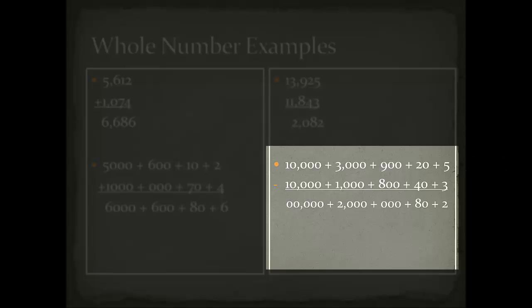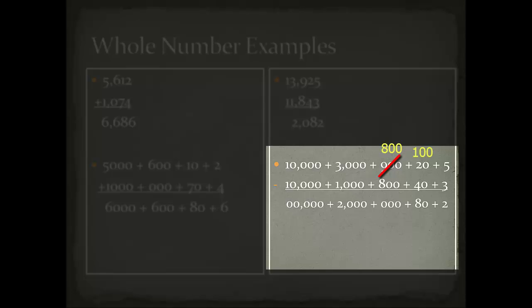And I would get 10,000 plus 1,000 plus 800 plus 40 plus 3 for the number 11,843. And if I subtract this, then I would get the same answer, but in expanded form. I would get zeros in for the 10,000's place because they cancel each other out. 2,000 for 3,000 minus 1,000. And then you'll notice that I actually have 0 in for the 900 minus the 800 because I have to borrow 100 from the 900 and add that onto the 20.